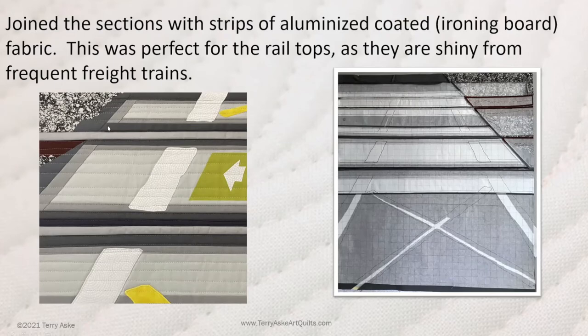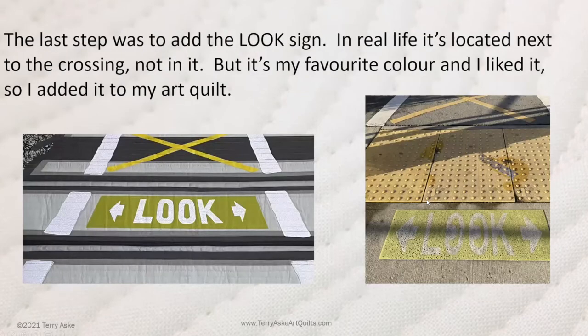This is a detail shot of the front, and there's my shiny fabric, and this is a full-size shot of the back, where you can see where I traced everything onto the interfacing. And the last step was to add the Look sign in the middle of my quilt. And in real life, it's located near the crossing, but not in it. But I love the color, and I thought it added a bit of interest, so I added it to my art quilt using artistic license.